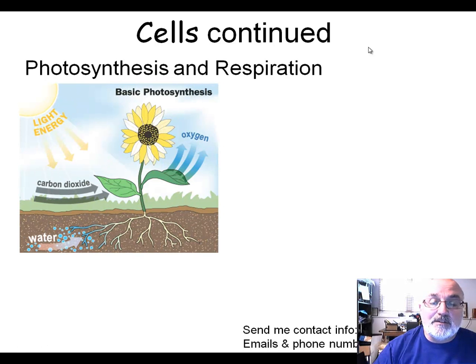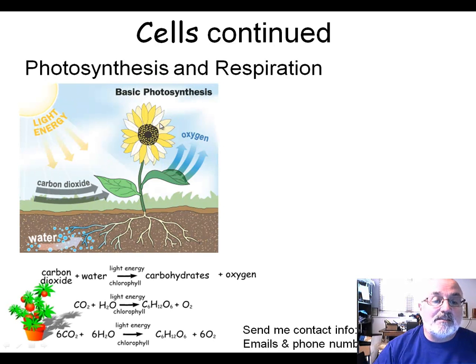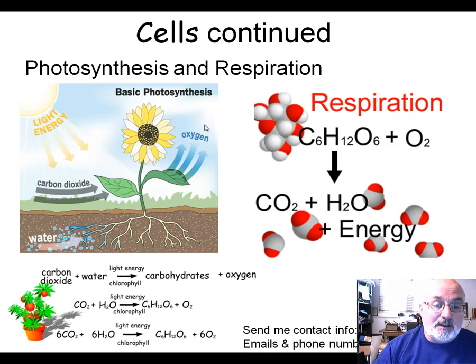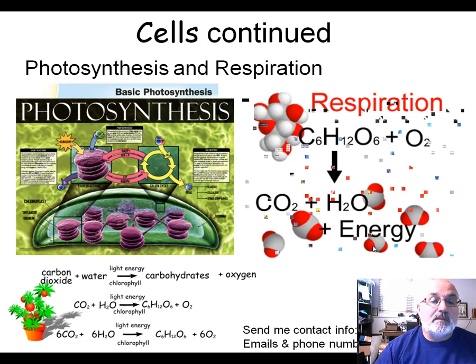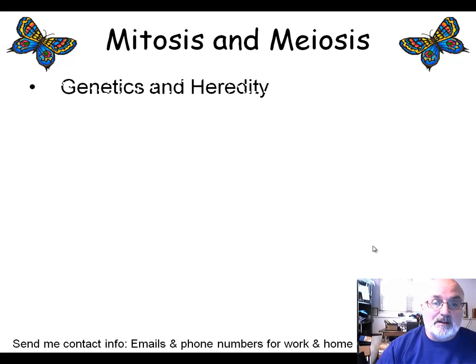Cells continue. We'll talk about photosynthesis and respiration, how plants can take sunlight and turn it into sugar as well as oxygen, and then how other cells, including plant cells, take in that sugar and oxygen and release carbon dioxide, water, and the energy for life. And we'll go into a lot more detail on that.